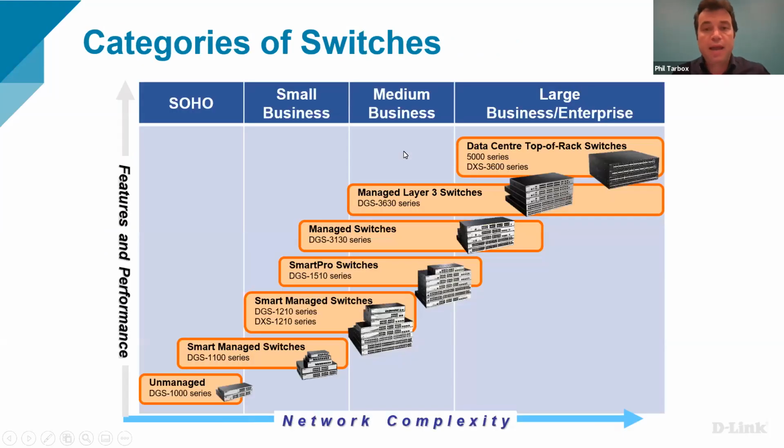So let's have a look at our range of switches. So you can see we go from a really basic unmanaged switch, our DGS 1000 series of product, going all the way up to our data center and top of rack series. The 5000 series and the DXS 3600 series are a couple of newer models in our range of product. And then we've got a whole bunch of products in there in between.